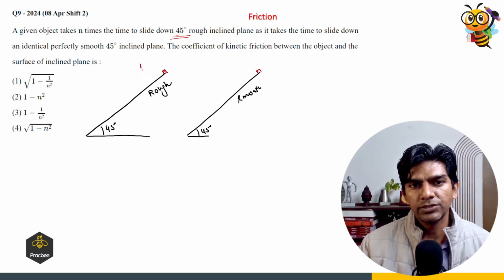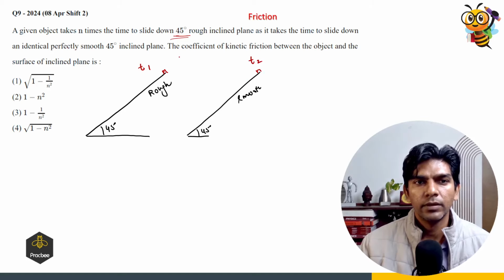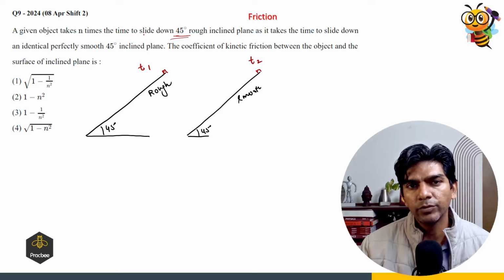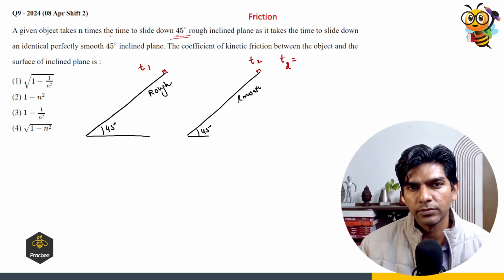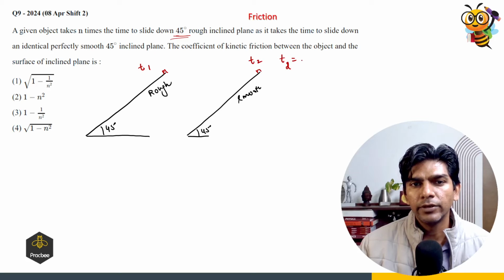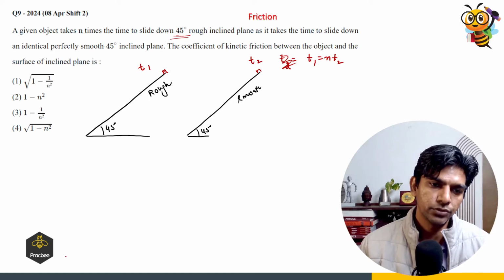So this block, let us say, takes time t1 and this block takes time t2 to reach the bottom. A given object takes n times the time to slide, so t1 will be n times t2. So that is given to us in this question.